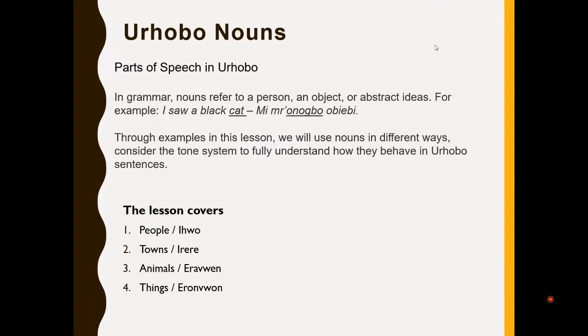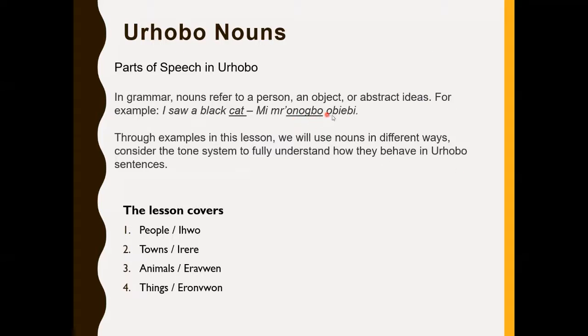If you look at what it says on the screen, in grammar, we know that a noun refers to a person, an object, or an abstract idea. For example, I saw a black cat. So cat is the noun in that sentence. If you translate that to Urhobo, it will be mi mlonogbo obiebi. So onogbo is cat.